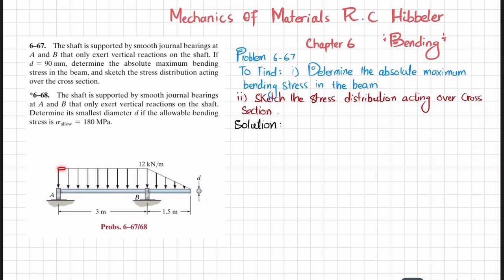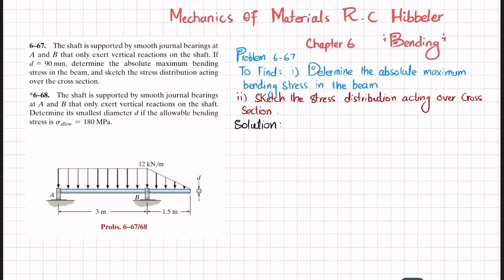The load is shown from A to B. There is a uniformly distributed load of 12 kilonewton per meter, and from B till the end there is a uniformly decreasing load, or triangular load. The diameter is also given, that is 90 millimeter. So you have to find the absolute maximum bending stress, and then show the stress distribution over this cross section. So let's start with the solution.